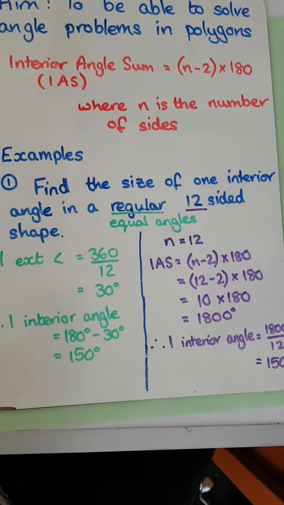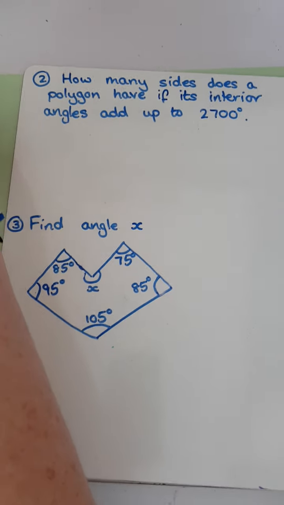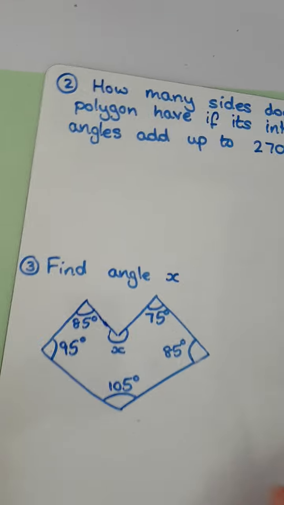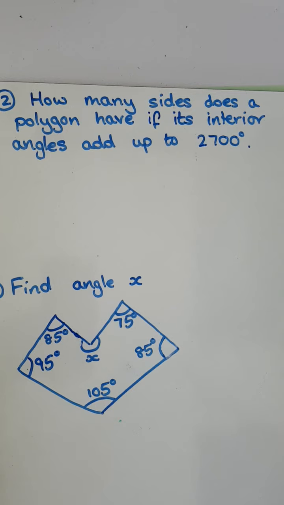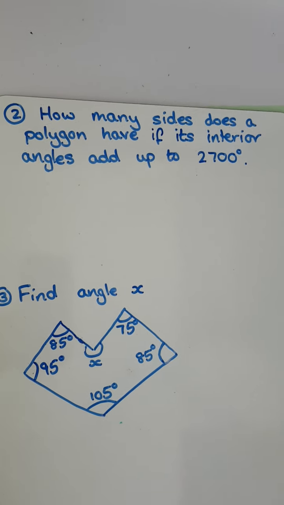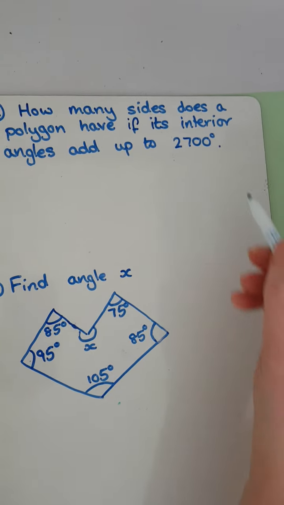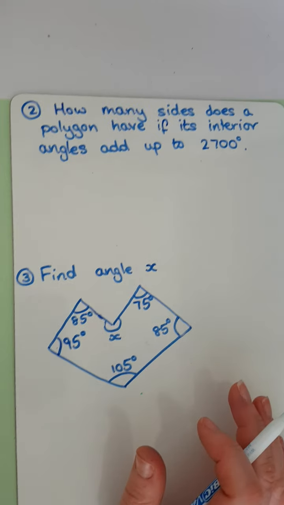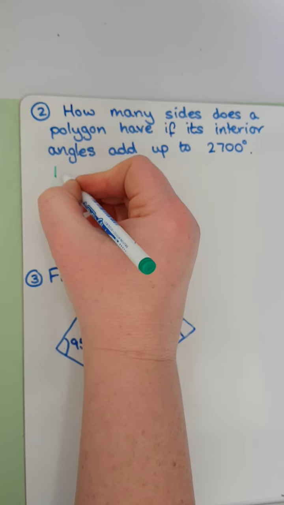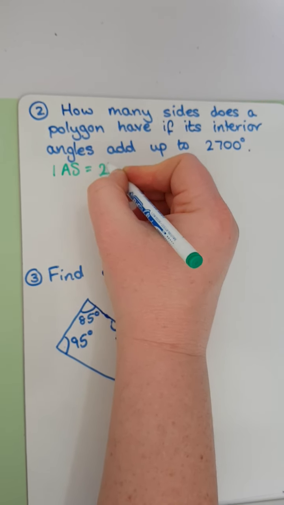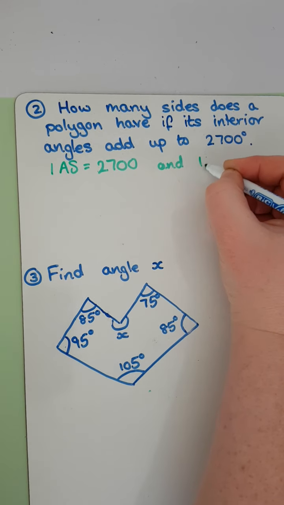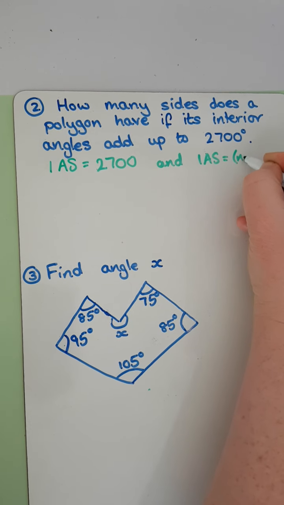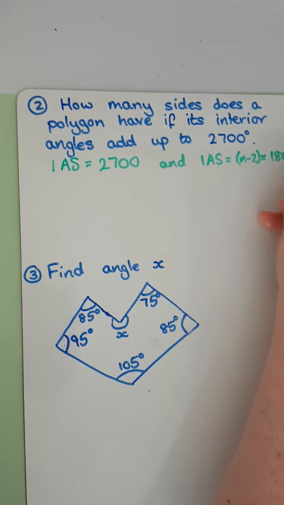Now, if we move on to the next mini whiteboard, we've got two examples on that mini whiteboard. First one, how many sides does a polygon have if its interior angles add up to 2,700 degrees? What we don't know for that one is n. How many sides does it have? We don't know. So what we know is the interior angle sum is 2,700. We also know that the interior angle sum is n take away 2 times 180.